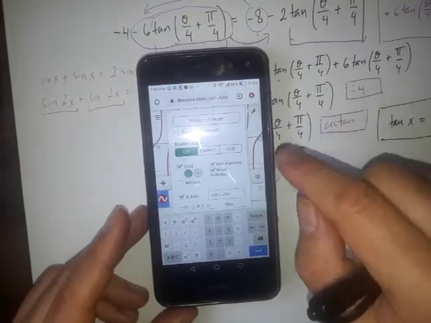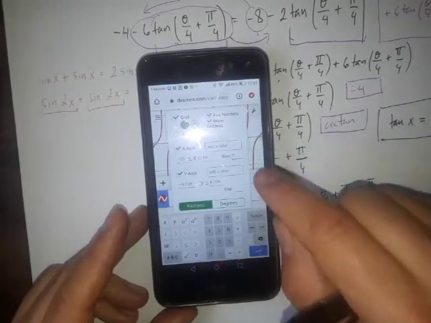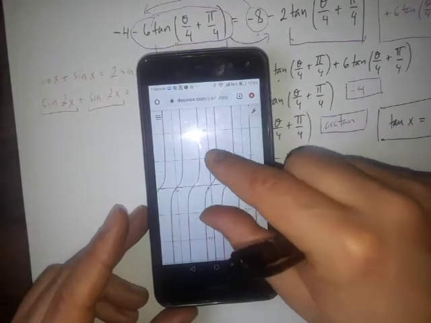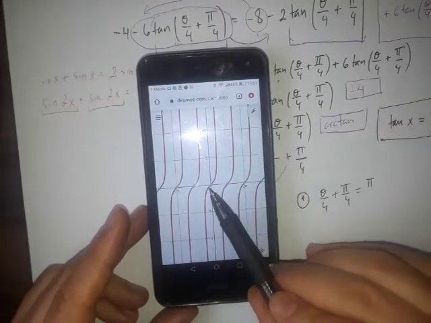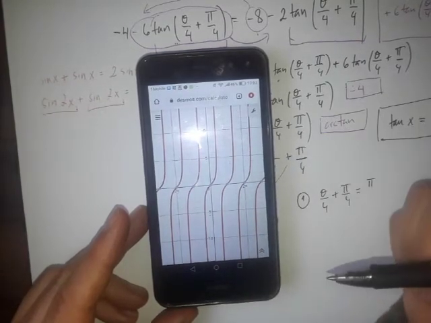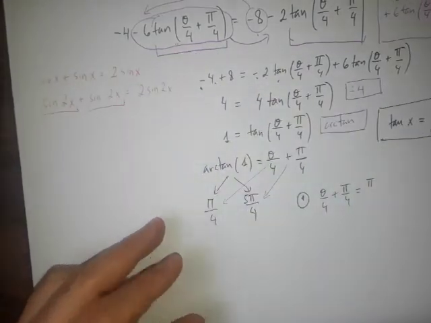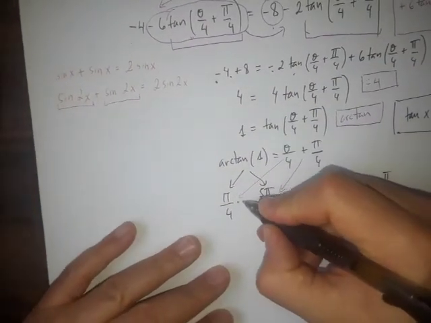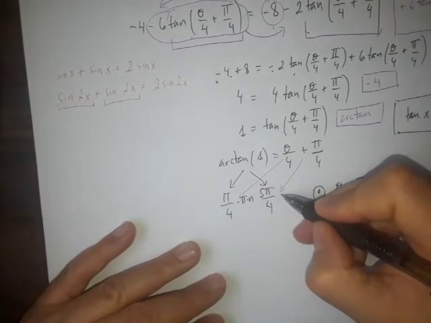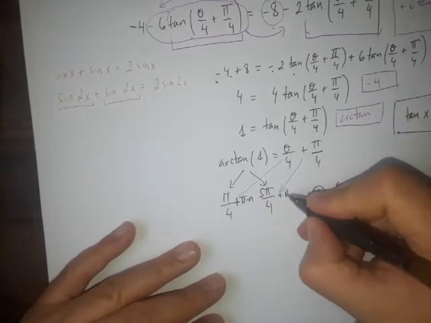And again, the tangent repeats. We should change this to pi. So again, the tangent repeats every pi. Every pi we have the same exact shape for the tangent. Okay. So it repeats every pi. So we're going to have here plus pi n.